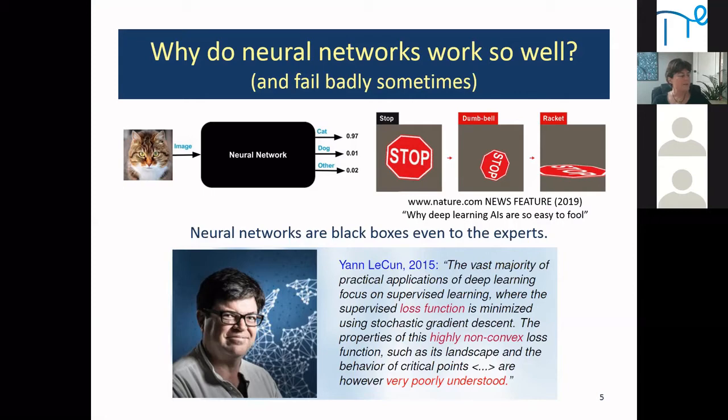In 2015, he said that the vast majority of practical applications of deep learning focus on supervised learning, where the supervised loss function is minimized using stochastic gradient descent. The properties of this highly convex loss function, such as its landscape and the behavior of critical points, are however very poorly understood. So although neural networks are wonderfully successful and applied everywhere, there's still a lack of understanding as to what is actually happening inside the black box.